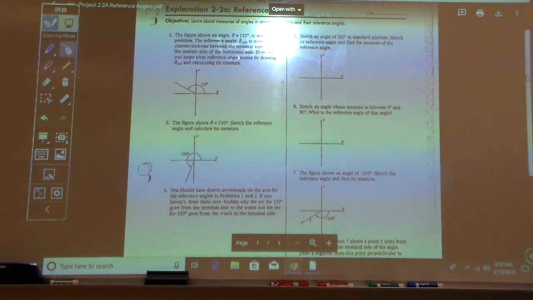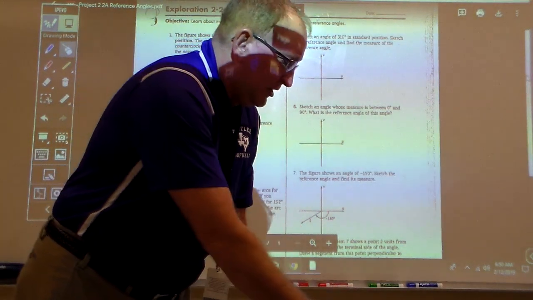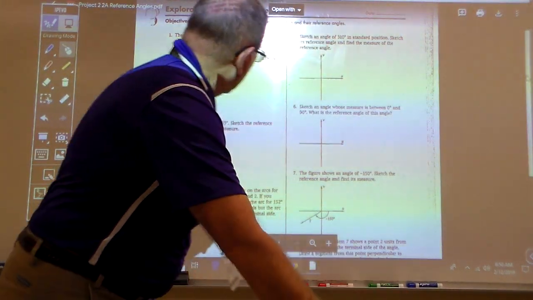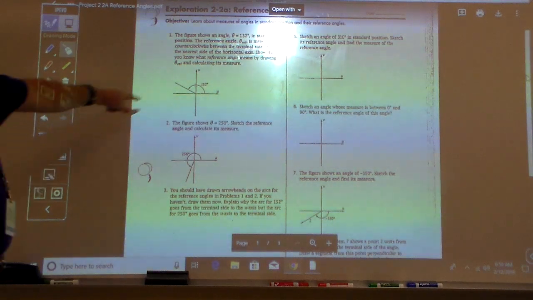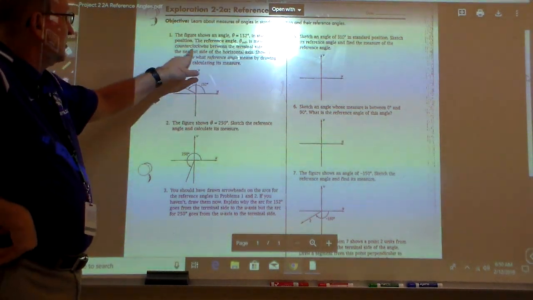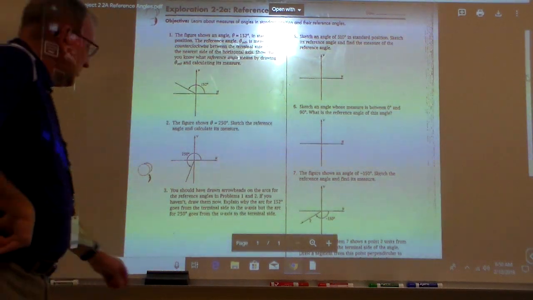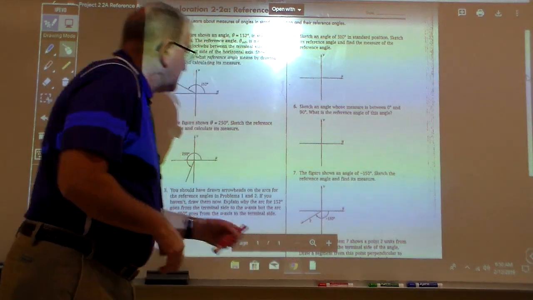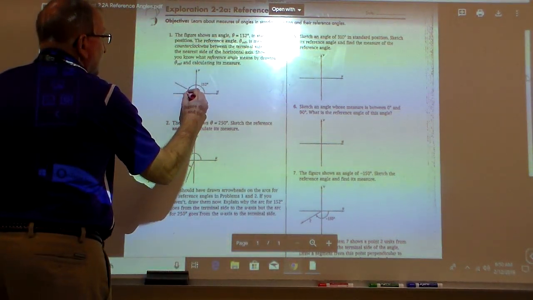Okay, this is the project reference angles. So if we look here real carefully, we can see that the figure shows an angle of 152 in its standard position, right? Measured counterclockwise. Show what the reference angle means by drawing a reference angle and calculating its measure. Well, first off, if this is 152, that means our reference angle will be this little angle right here.